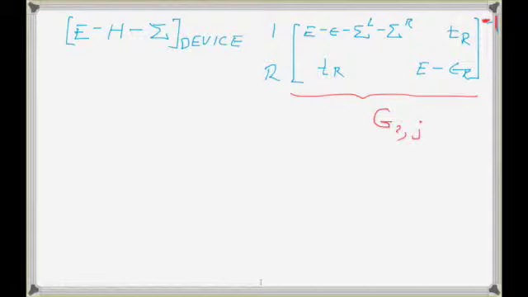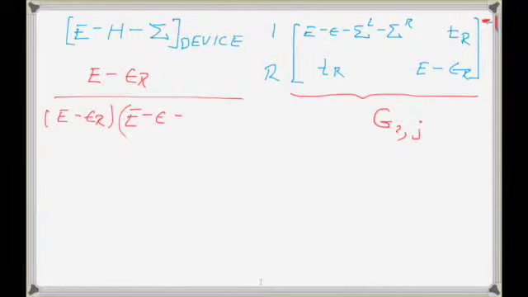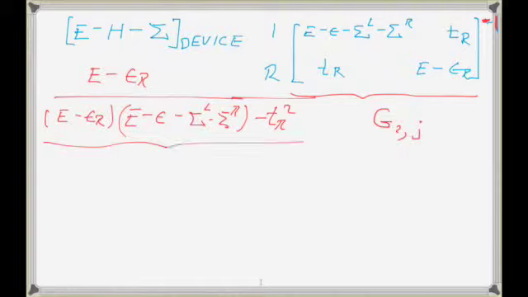So the 1,1 element of the inverse is going to have E minus epsilon R in the numerator, divided by the determinant, right? Which is just going to be E minus epsilon R times this, E minus epsilon minus sigma left minus sigma right, minus T squared. That's in your denominator. That's the Green function, the 1,1 element of the Green function. This thing here is G11, which is what you're after.